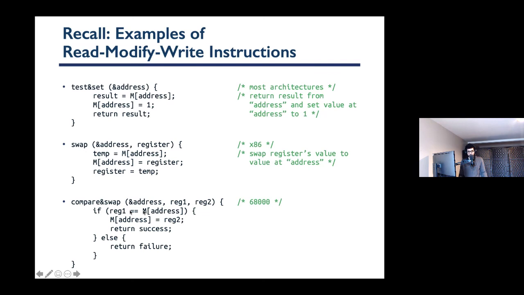It first checks if the value in that address is equal to register 1, then it turns the value to register 2 and returns success. And otherwise, it returns failure. So if in this address there is anything other than register 1, then this is going to return failure. But if it is register 1, then it makes it register 2. So it first compares and then swaps.